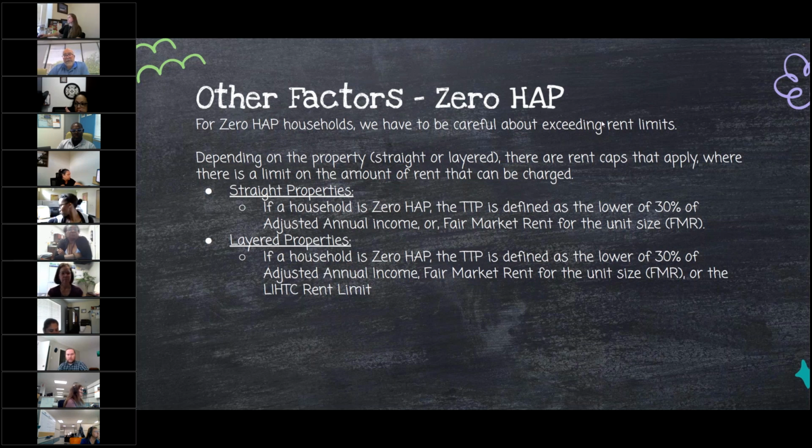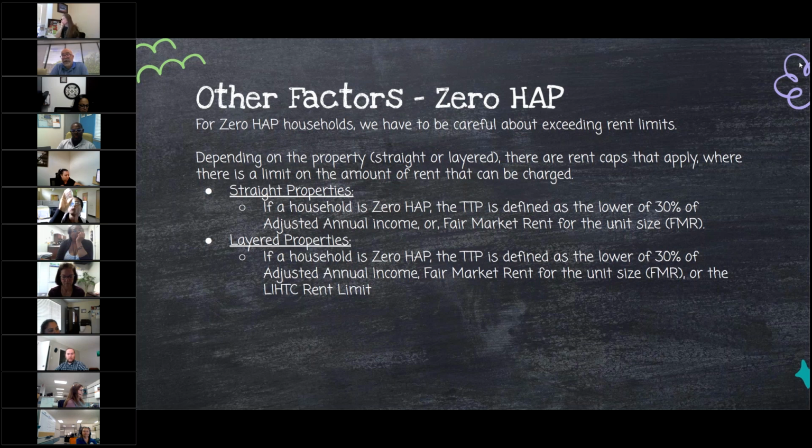For zero HAP, it is complicated in that we now have a rent cap, which we've always had for layered properties, but there's now a rent cap for straight properties. Before, you could be Elon Musk, whomever, making a ton of money, and regardless of the amount, you were still going to pay 30% of your adjusted annual income toward rent. Now, however, there's a cap.